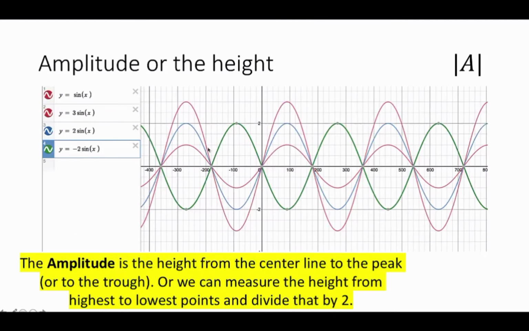And if you are going to combine now all these different changes in the amplitude, the graph of y equals sine x is this red graph at the middle. The graph of y equals 3 sine x is this graph that's the tallest. The graph of y equals 2 sine x is this blue graph. And when we change the sign from positive 2 to negative 2, we reflected this blue graph to appear like this green graph. Those are the effects of changing the value of a in our equation.